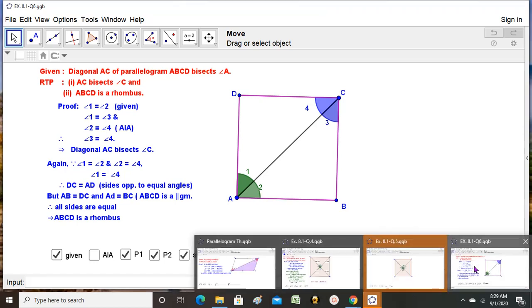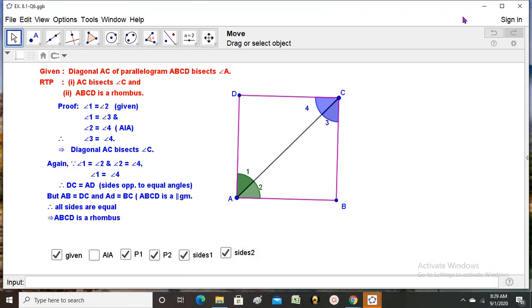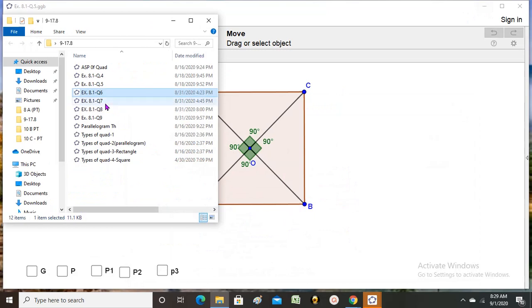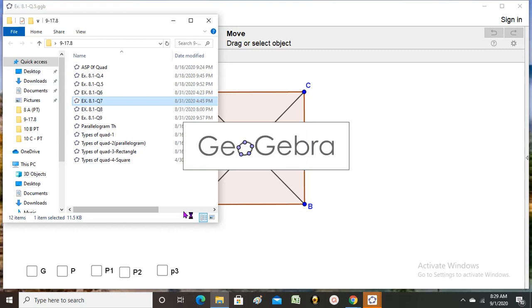See, this is which question now? This is 6th question. Now 7th question I will open. Question number 7. Question number 7 is getting ready on the screen.